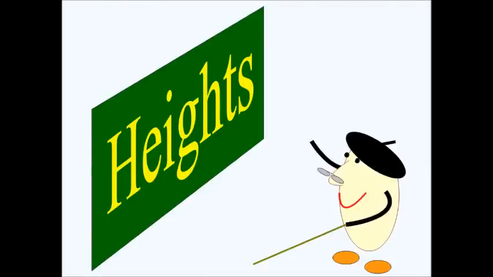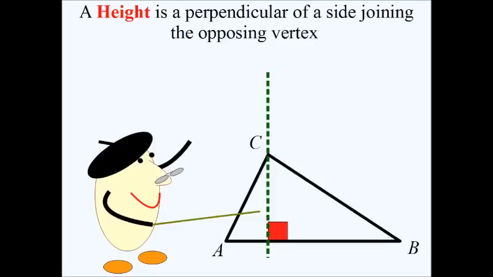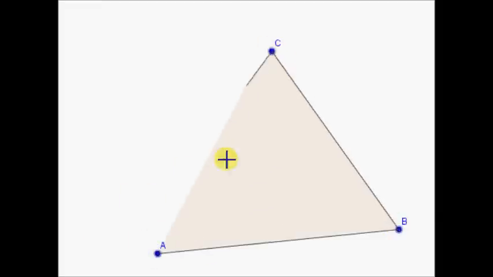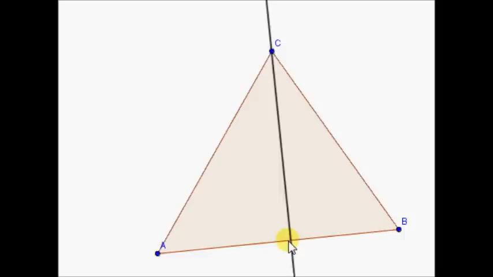The height now, or altitudes, it's a perpendicular of a side joining the opposing vertex. We draw now another triangle, ABC. The height of a triangle, it is a line crossing a vertex and perpendicular to the opposite side. Here, for example, the line crossing the vertex C and perpendicular to the opposite side AB.